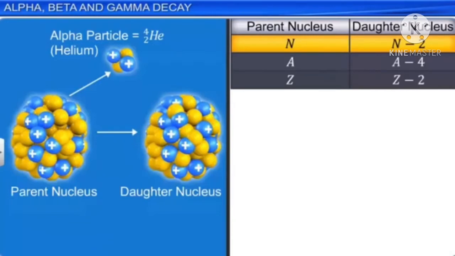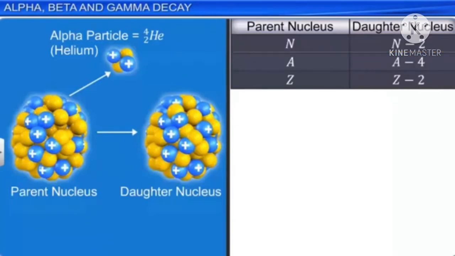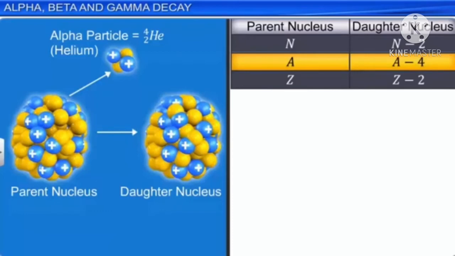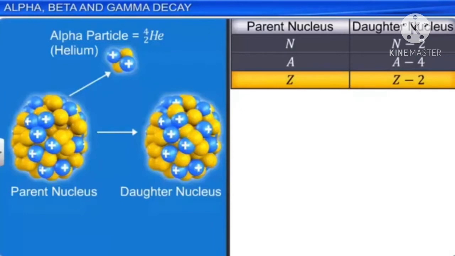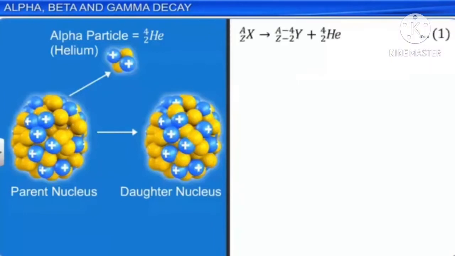Therefore, when a nucleus decays by emission of an alpha particle, the mass number A of the daughter nucleus reduces by 4 and the atomic number Z reduces by 2. Since the proton number Z of the nucleus changes in this decay process, the chemical symbol of the daughter nucleus is different from that of the parent nucleus.